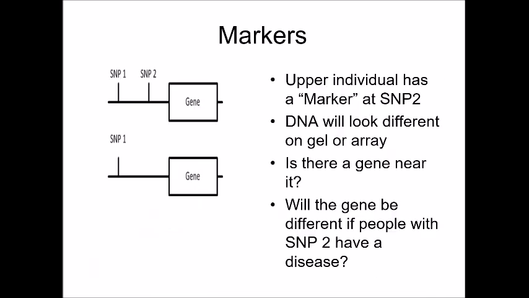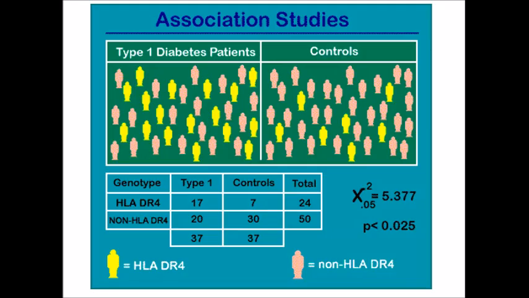And if our markers are near a gene, then obviously these two people, their gels will look different. And if people with both SNP1 and SNP2 tend to have a high prevalence of a disease, we say, aha, maybe the gene that's near those SNPs is related to that disease.